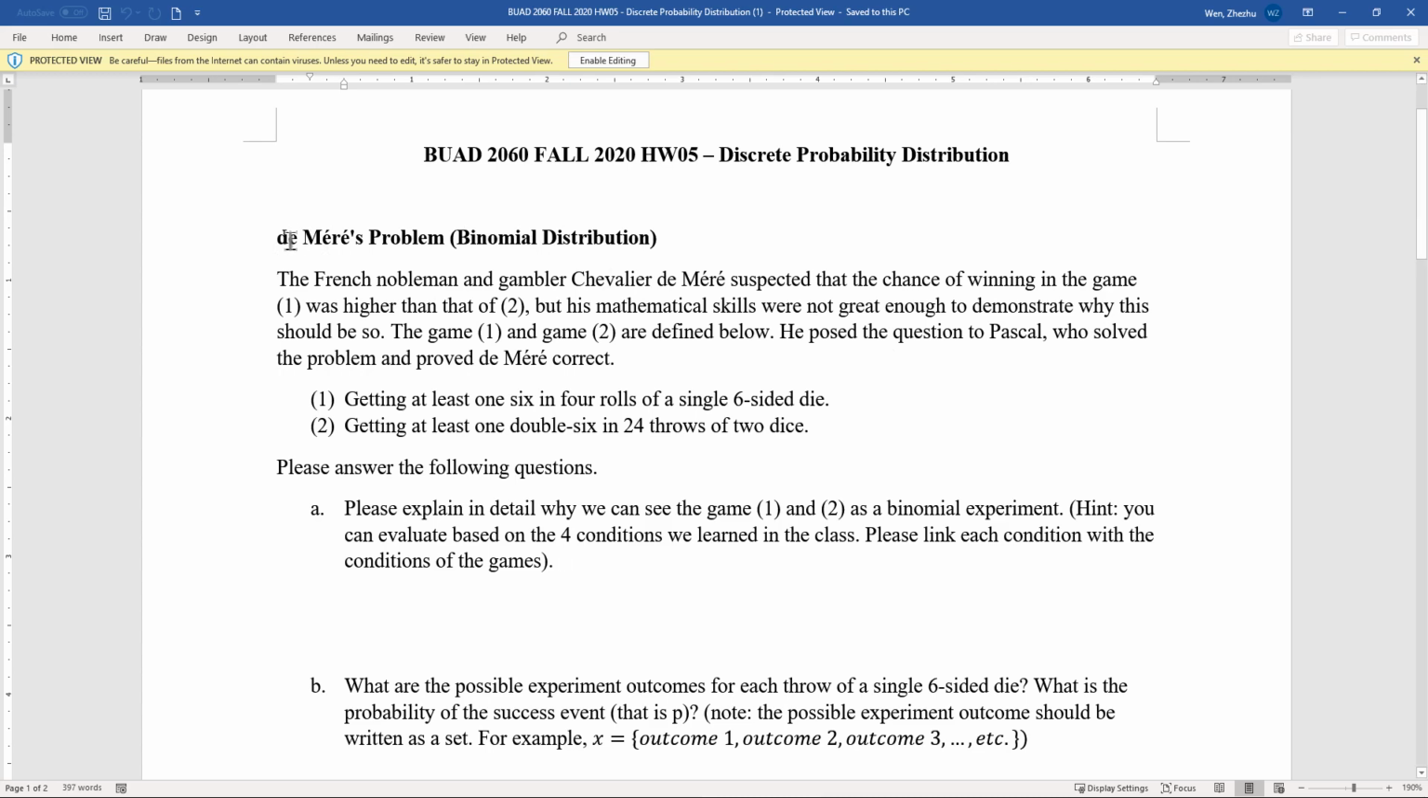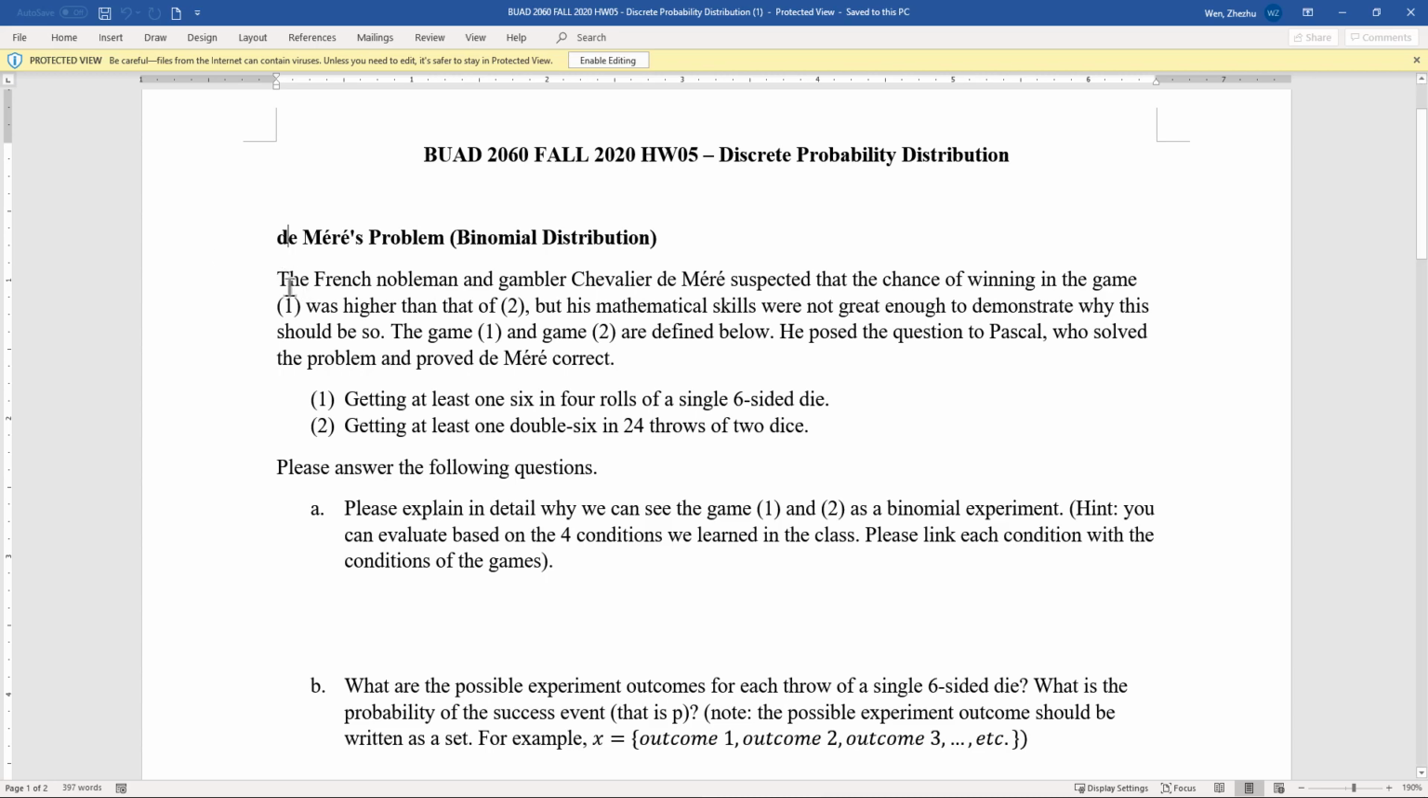Okay, so the first one is a very classic problem called the de Mere problem. Again, this is a very classic problem, so if you search the internet, there will be solutions all over the place. I don't want you to do that. I want you to sit down and think about this problem, and then see if you can answer it using the framework of the binomial distribution. Solutions on the internet may not be using the binomial distribution, so my specific requirement here is to examine this problem from the perspective of the binomial distribution, which is not difficult at all.